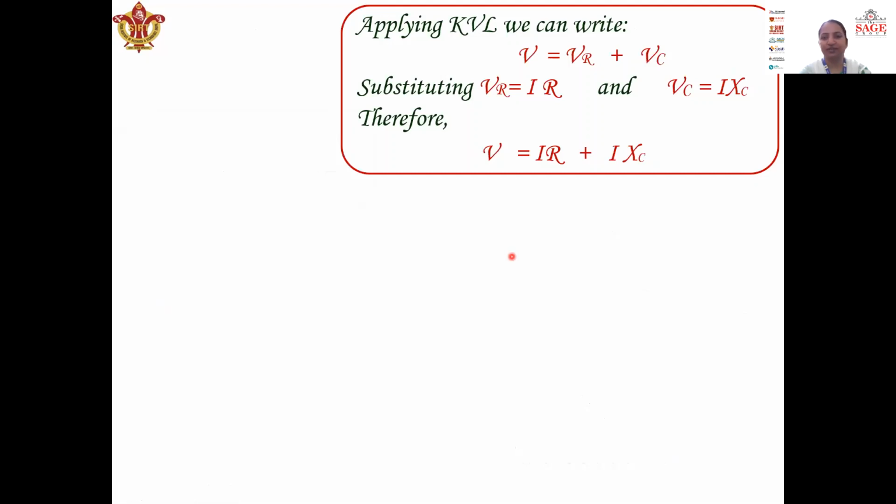So next, let's move to the calculation part. When we apply KVL over this circuit diagram which we have discussed, we will have V equals VR plus VC, where VR equals I into R and VC equals I into XC. So we can write V equals I into R plus I into XC.